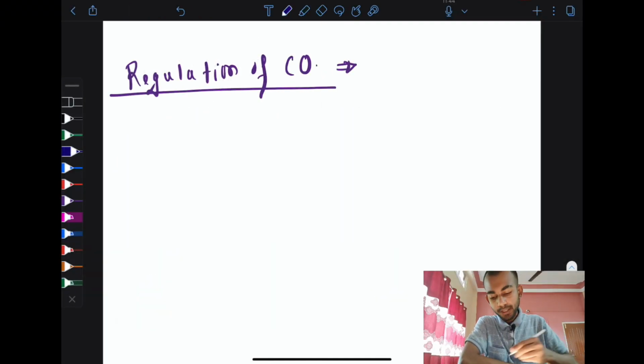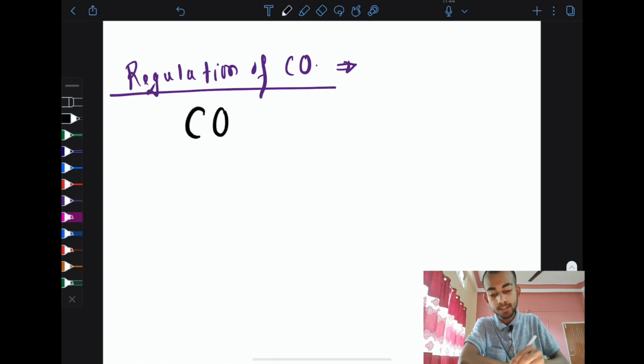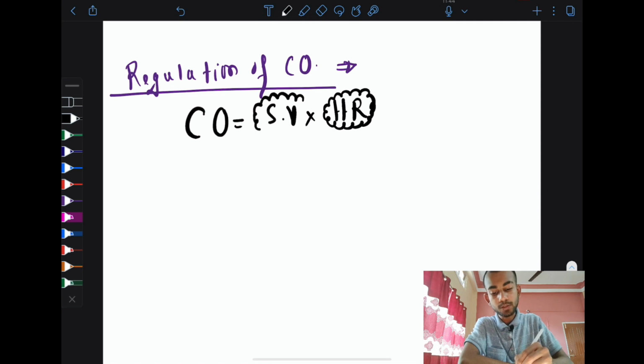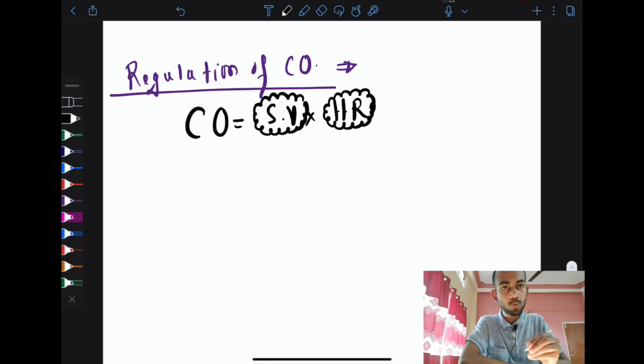So guys, before talking about the regulation of cardiac output, we need to go back to the formula that CO is equal to stroke volume into the heart rate. So if we know the factors upon which the heart rate depends or the factors upon which the stroke volume depends, we can understand about the regulation of cardiac output, isn't it?